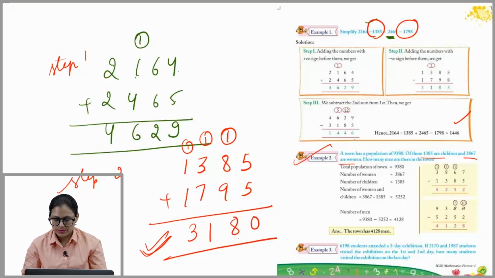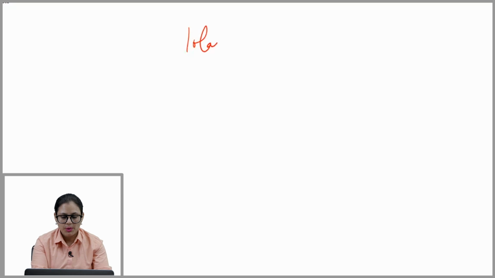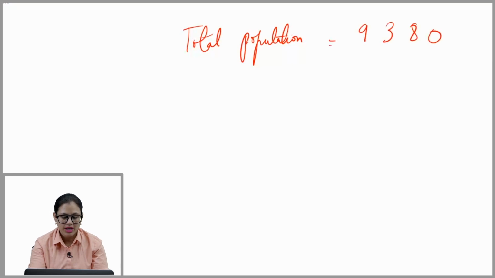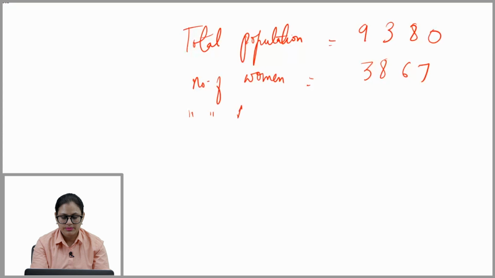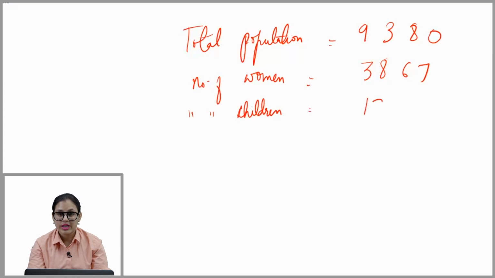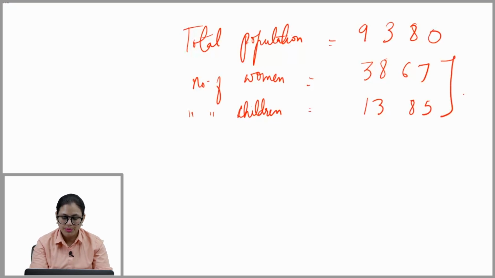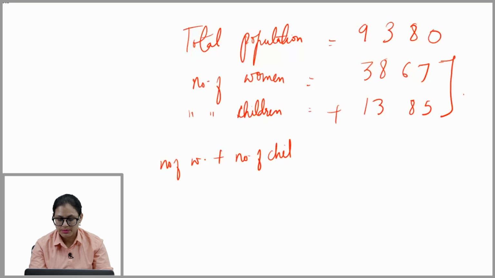Okay, so have a look. Total population of that particular village is 9,380. Okay, number of women 3,867 and number of children 1,385. Okay, so first we will add them up. Number of women plus number of children. Okay, so let's add them up.